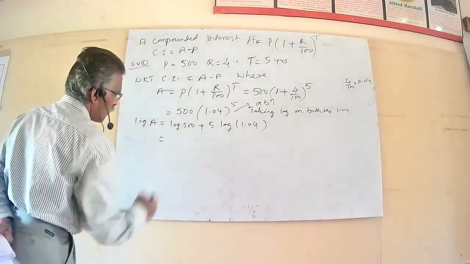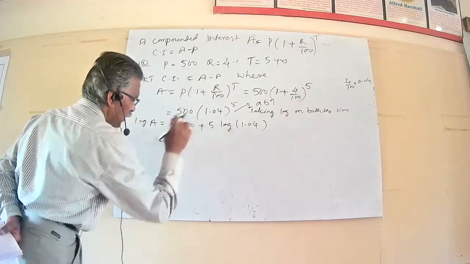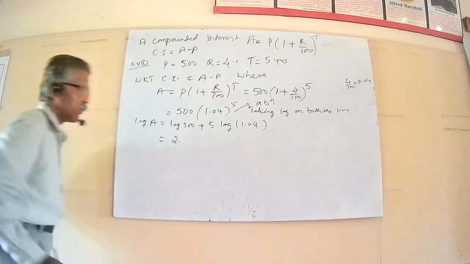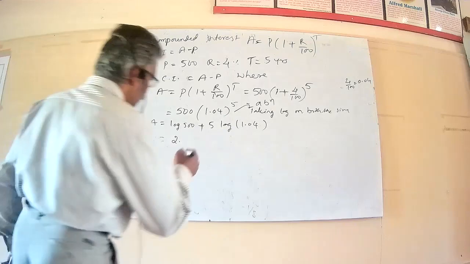Now that is equal to log of 500 equal to 2 point. Actually, three characters, three integers, 1, 2, 3 there. So the characteristic part is 2 and the mantissa part, you have to refer to the table, that is 2.6990.